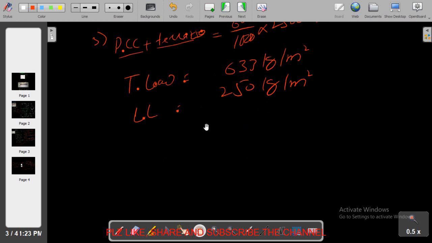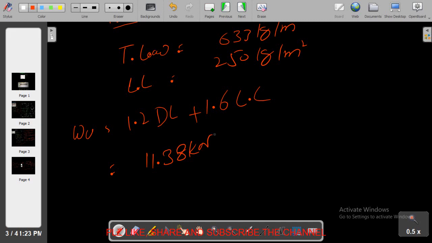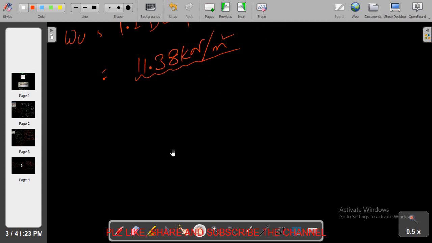So the final factored load is 1.2 dead load plus 1.6 live load, and if we plug in all the values, we got 11.38 kilonewton per square meter. We will multiply this area load with the width of the equivalent triangular loading or the trapezoidal loading, and we will find the load in kilonewton per meter or kip per feet.